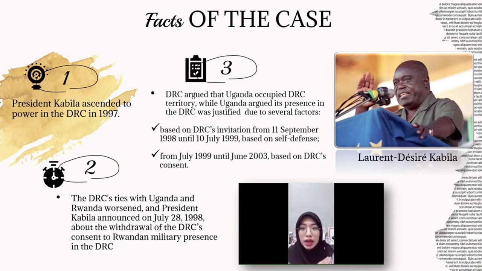Kabila also accused Ugandan and Rwandan armies of invading the DRC on August 8, 1998. And in June 2003, the Ugandan military withdrew from the DRC. The DRC argued that Uganda occupied DRC territory, while Uganda argued its presence in the DRC was justified by several factors: first, the DRC's invitation, then from 11 September 1998 until 10 July 1999 based on self-defense, and the last one, from July 1999 until June 2003, based on DRC consent.